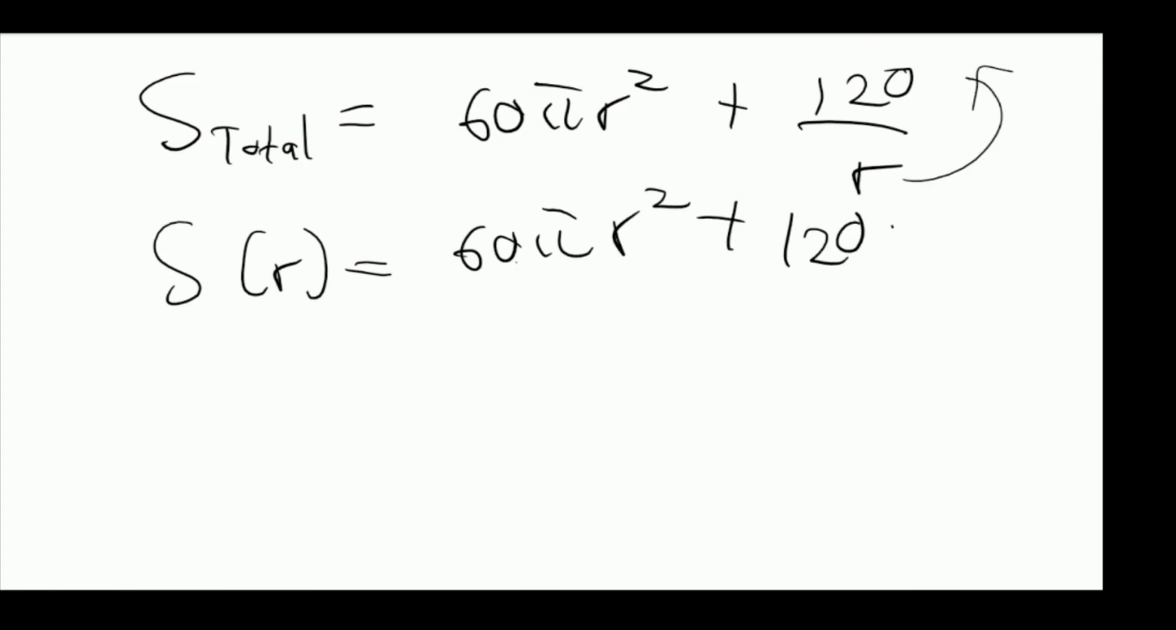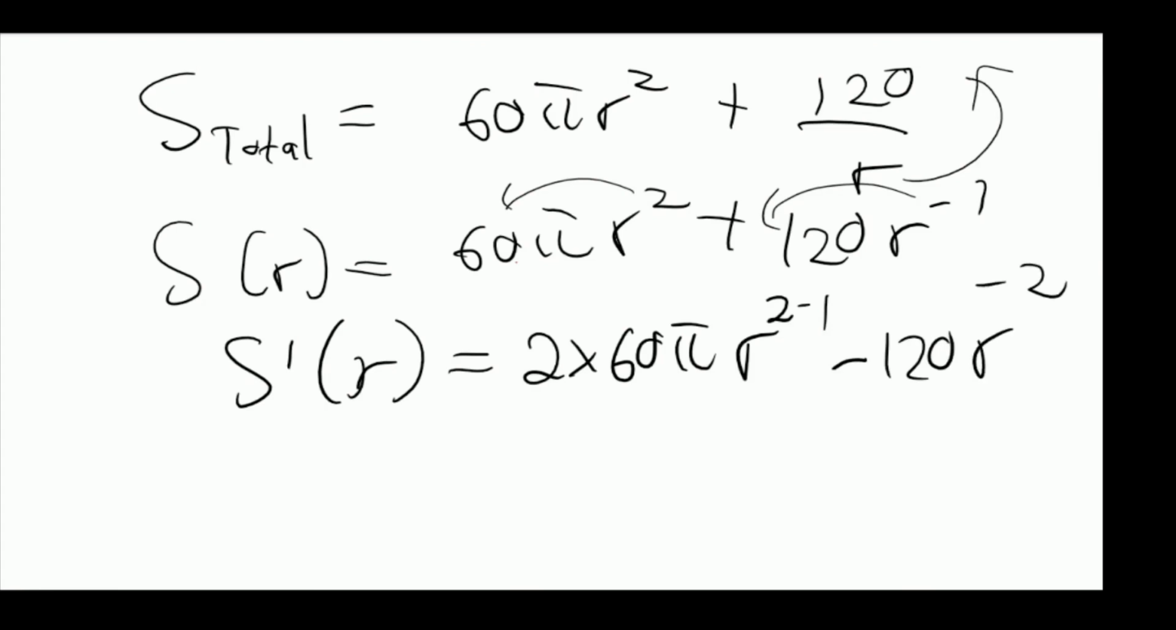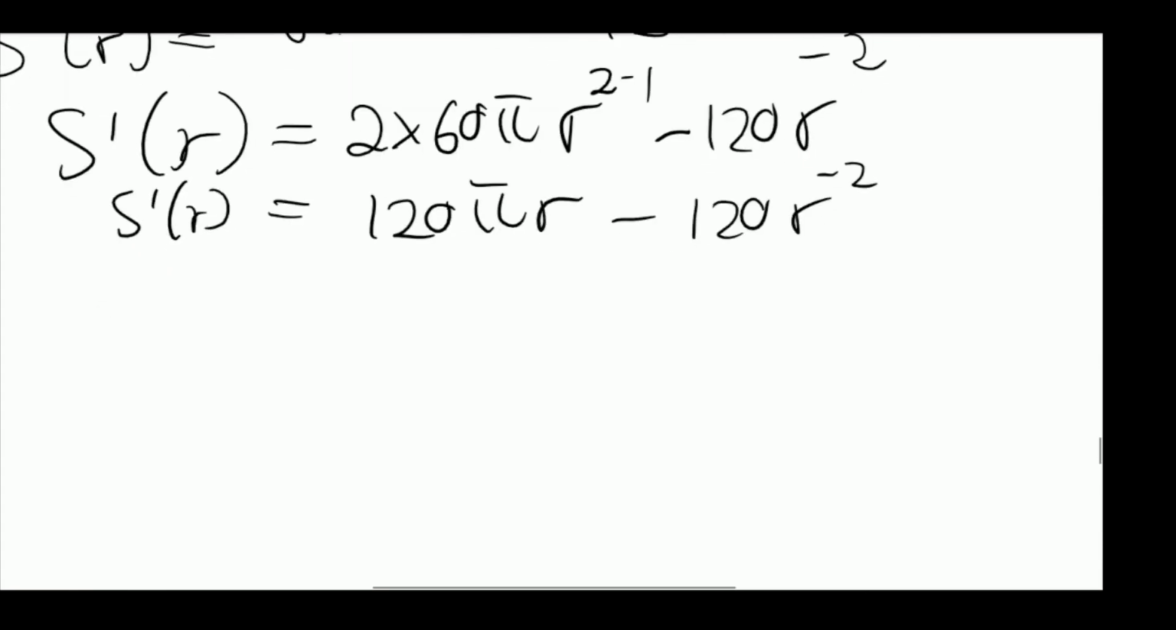it's going to be 120 r to the power minus 1. To find the derivative of this expression, the 2 goes down, so it's going to be 2 times 60 pi r to the power of 2 minus 1. The minus 1 goes down, so we have minus 120 r to the power minus 2. So our derivative is going to give us 120 pi r to the power of 1 minus 120 r to the power of minus 2, because minus 1 minus 1 gives us minus 2.